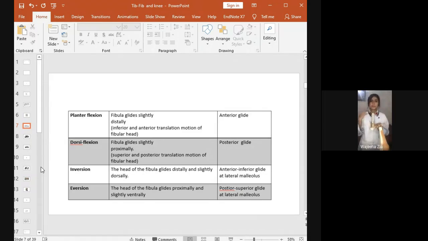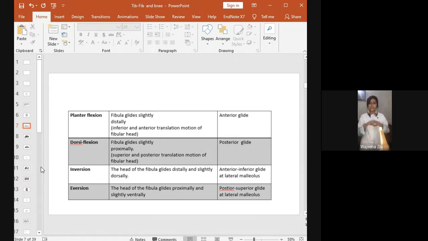So if you want to improve plantar flexion and dorsiflexion at this joint, inferior glide will be used for plantar flexion improvement, and posterior glide will help to improve dorsiflexion. The next movement is inversion. Inversion is a combination of movements.